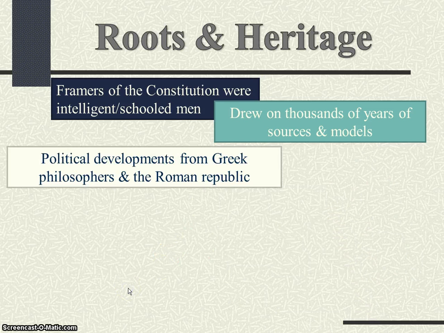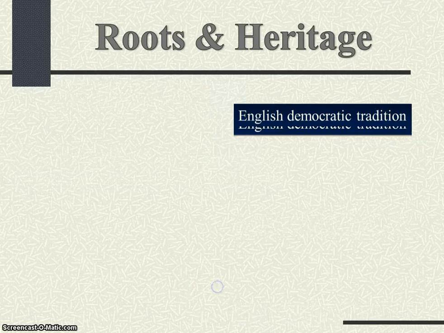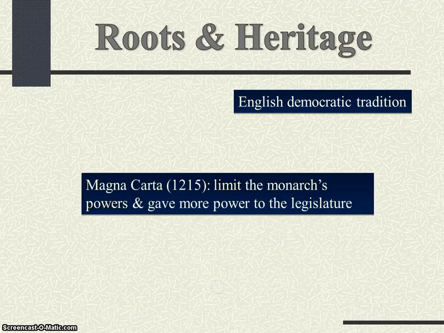Okay, political developments from the Greek philosophers and the Roman Republic will be used. Greece having the first true direct democracy, and then the Roman Republic having representative government. Okay, the English have a democratic tradition that they've used. One of those concepts comes from the Magna Carta in 1215, which limits the monarch's powers and gave more power to the legislature, which would have been Parliament.